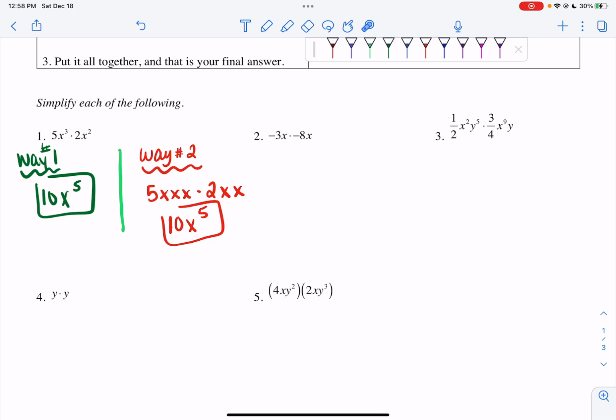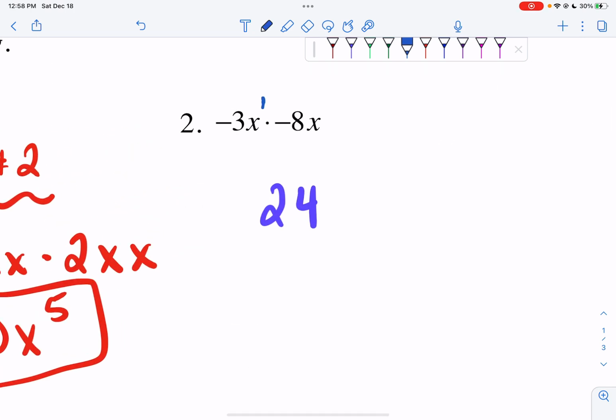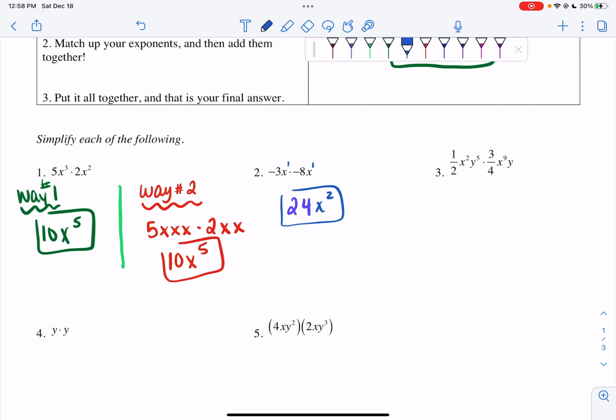Number 2 says negative 3x times negative 8x. I do negative 3 times negative 8. That gives me a 24. I put in my missing exponents, 1 and 1. x times x, or 1 plus 1, is 2. So I have 24x squared. And that's my final answer.